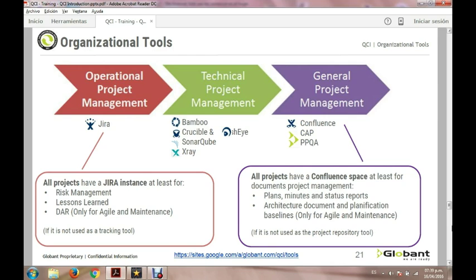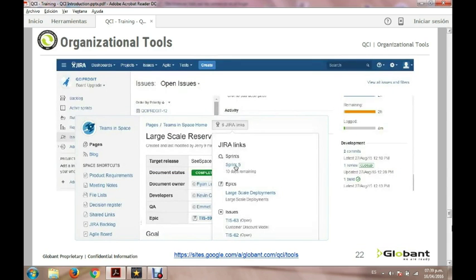General management tools. In this group we find Confluence, which is a collaborative wiki that lets you create wiki pages and also act as a repository of documentation, and it is the organizational document repository. CAP is a tool used by PMs for sending satisfaction surveys to customers. PPQA is another tool used by PMs to adjust the process to the reality of the project. Here, the tailoring of the project are recorded and audits and self-assessment are performed.